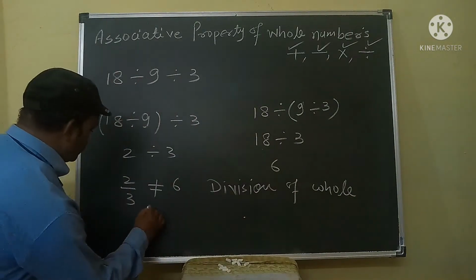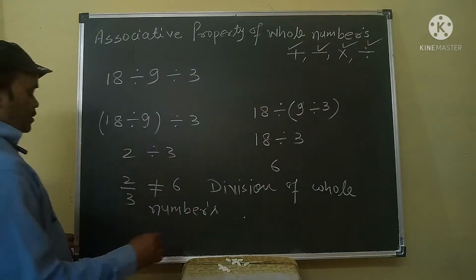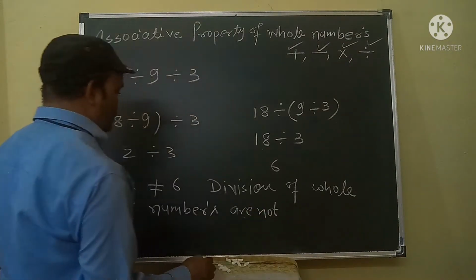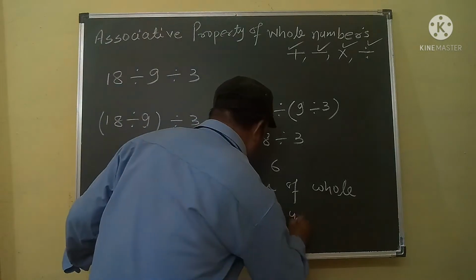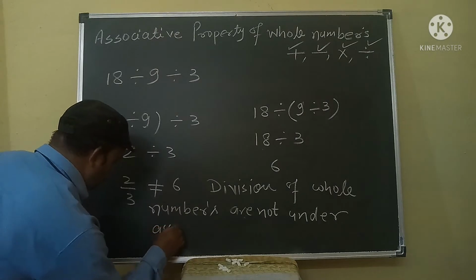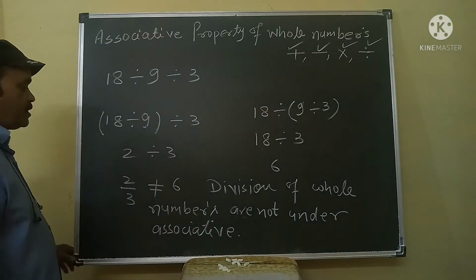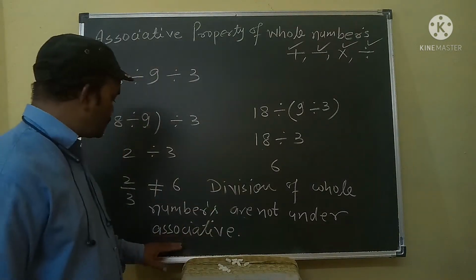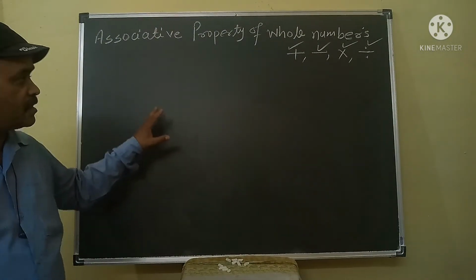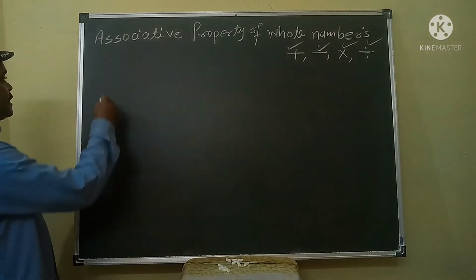Division of whole numbers is not associative. In all these examples, what are you getting?